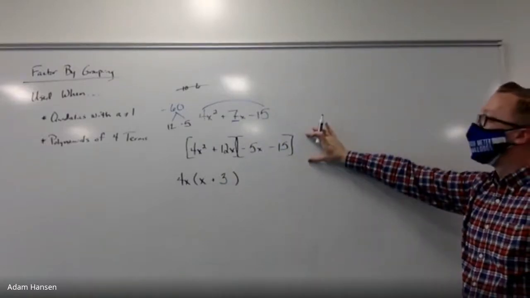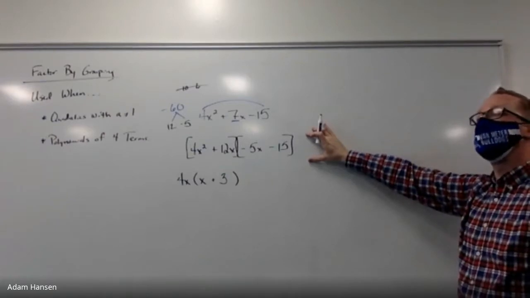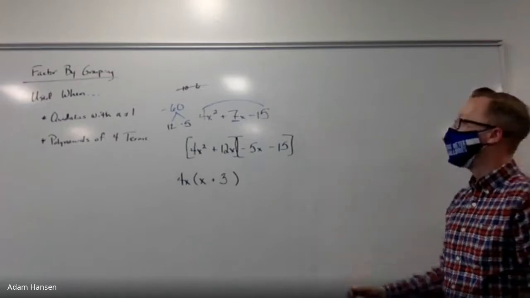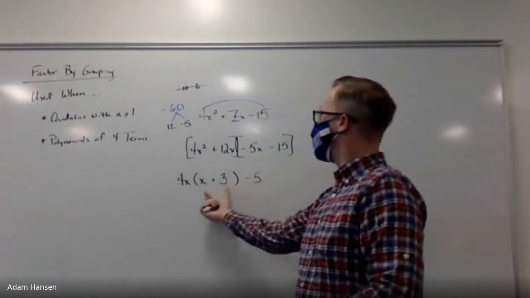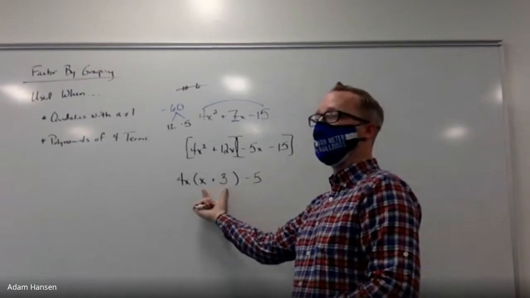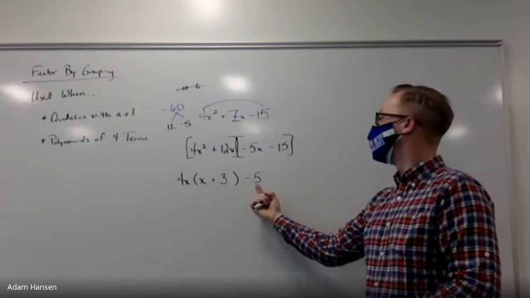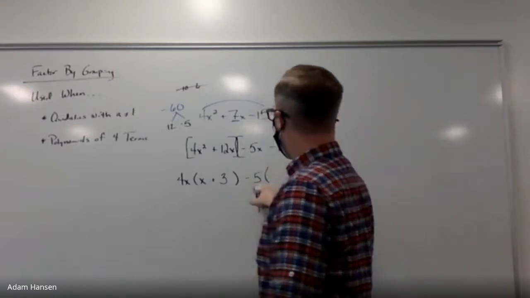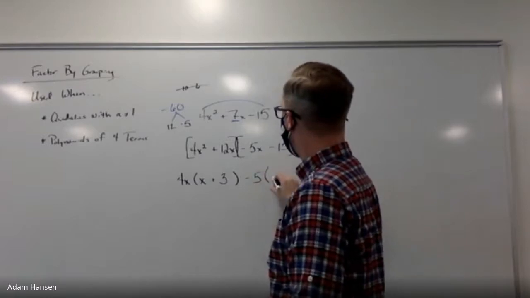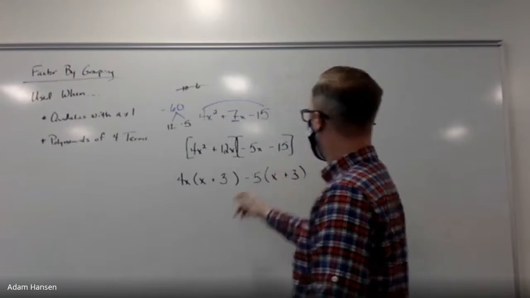Negative 5x minus 15. What can I factor out of that? 5. What about the negative 5? If I want to get the same positive x plus 3 factor that I had in the first pair, the only way that's going to happen is if I take out the negative 5 as well. Not just 5, but negative 5. So negative 5 times what is negative 5x? Negative 5 times what makes negative 15? Plus 3.